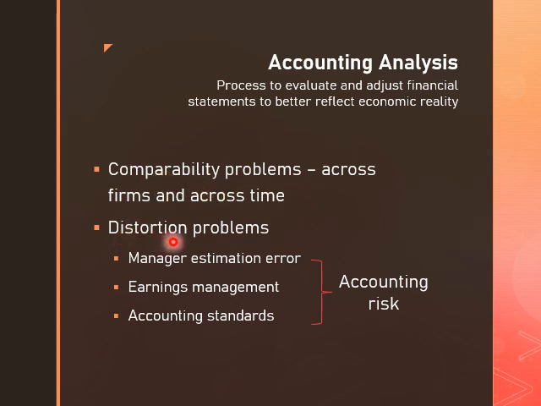And also, dia mungkin ada the distortion problem di mana mungkin ada estimation error done by manager ataupun ada earnings management. Earnings management adalah the manager purposely ubah earnings tu supaya nampak good on the eye of the shareholders. Okay, mungkin, and because of the difference application in accounting standard. So these three will pose the accounting risk inside the accounting analysis.